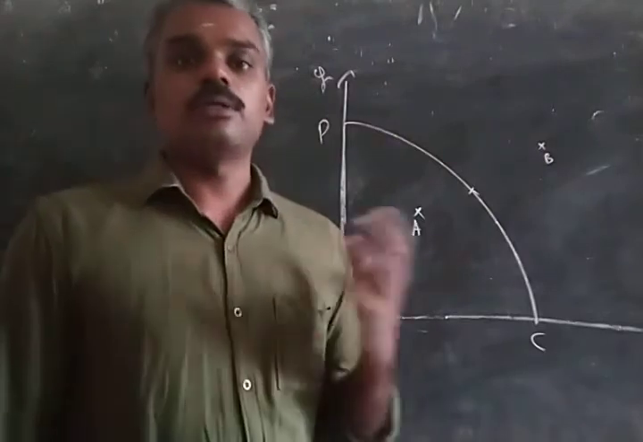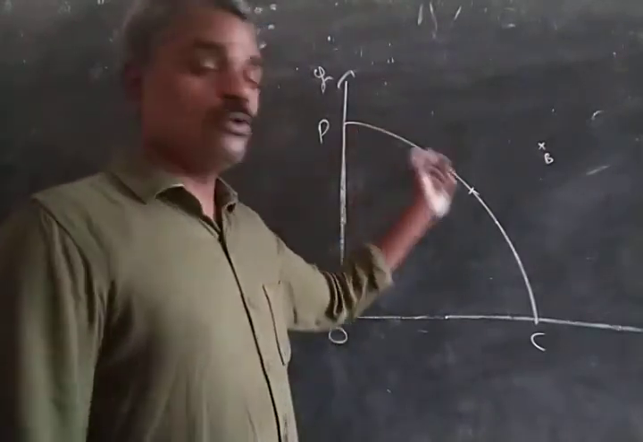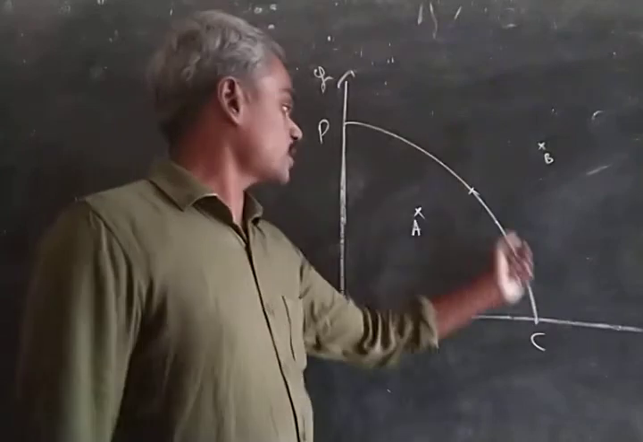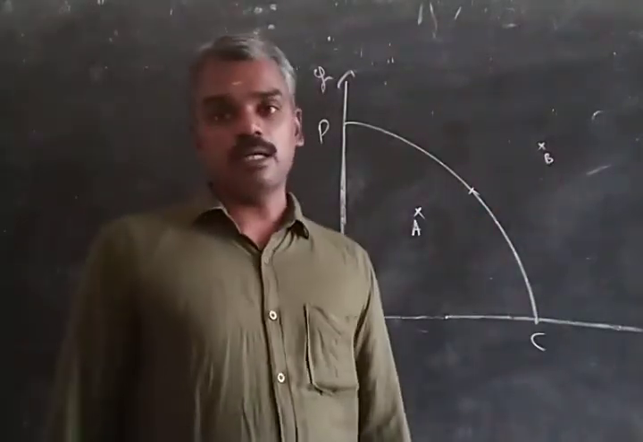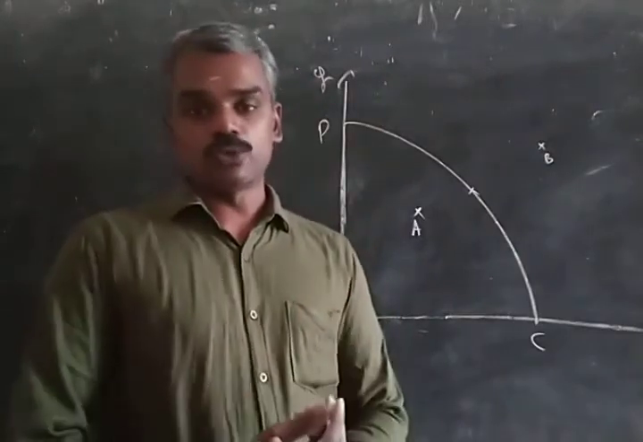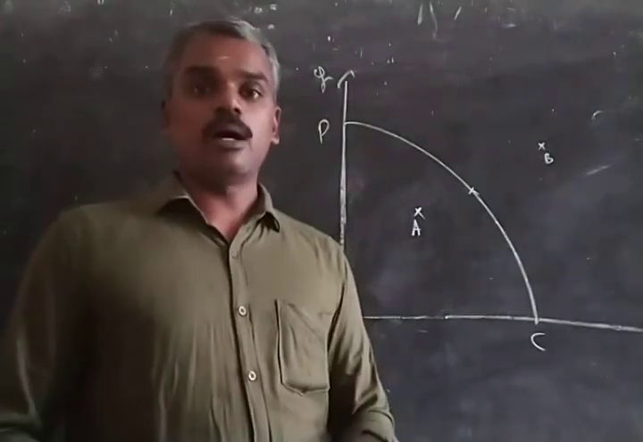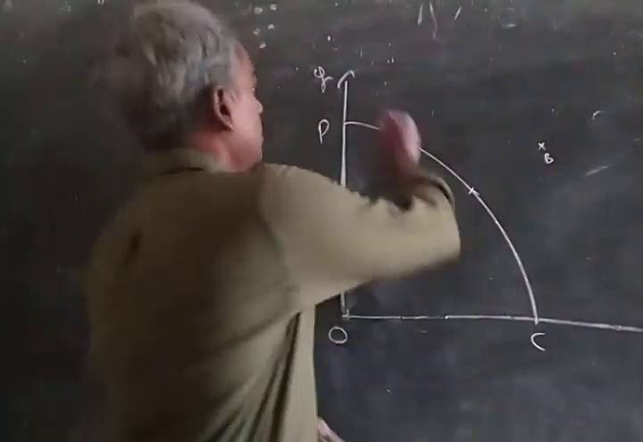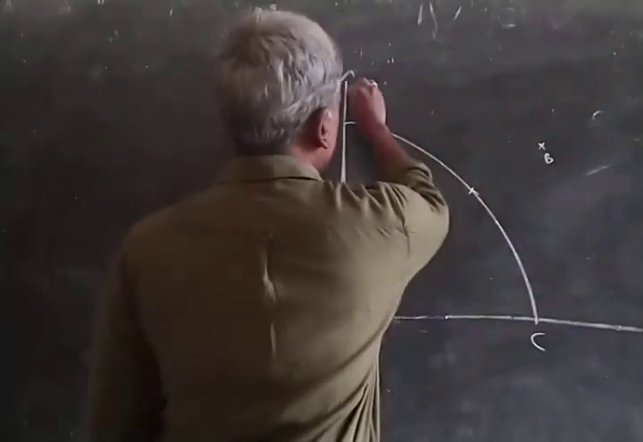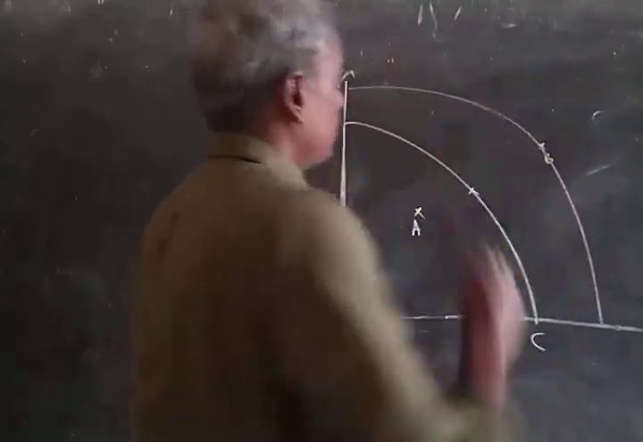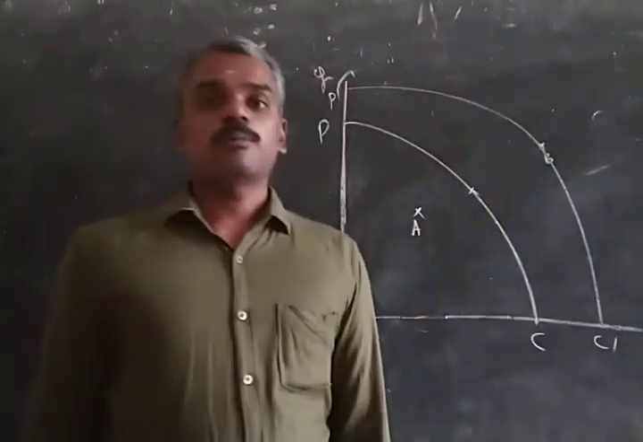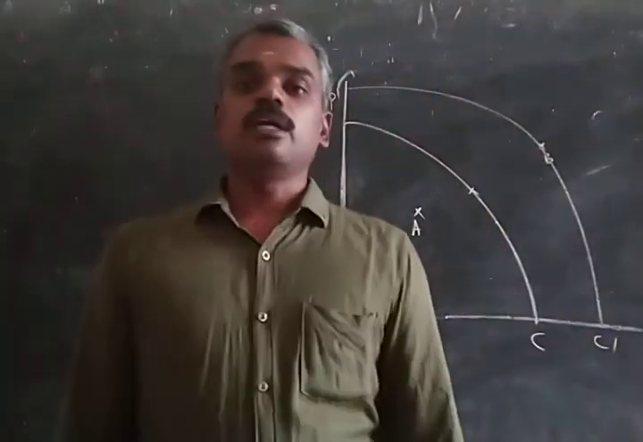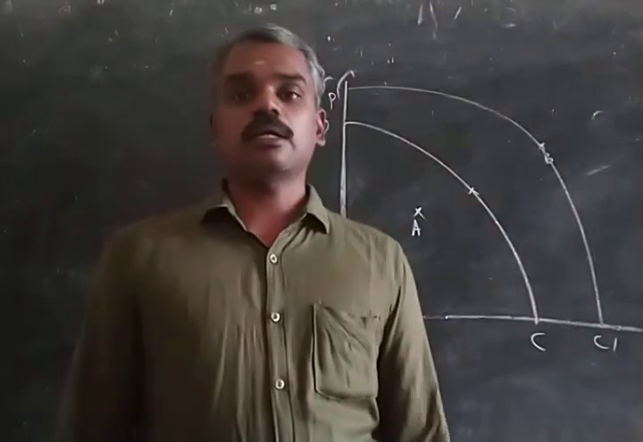Now point B. Can it move to point B? No, it cannot, because by using all these available resources, it can only reach as far as its production possibility curve, it cannot go beyond it. So B is not attainable with the available resources. But B can be achieved if resources increase. Then the production possibility curve will shift to P dash, C dash. It can also shift if there is a technological improvement.